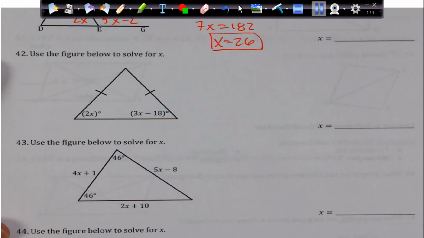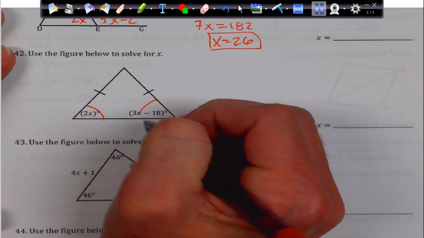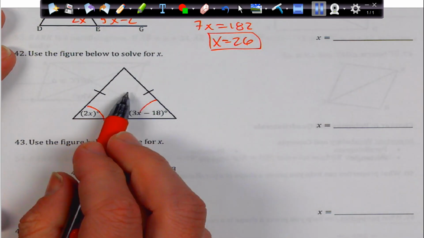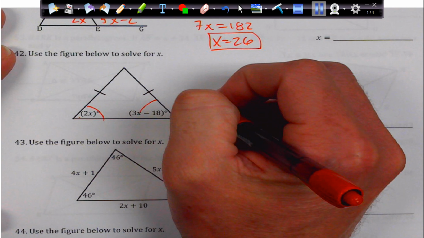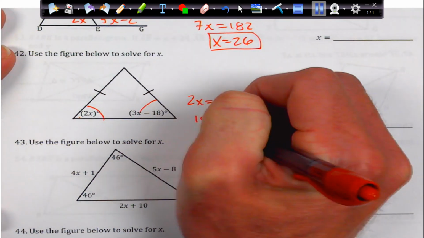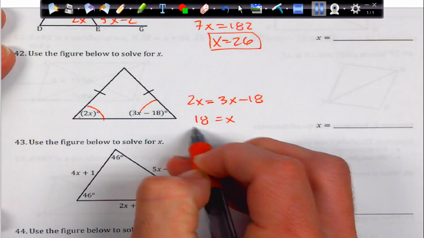Number 42, the figures below used to solve for x. This angle and this angle are congruent because these are congruent sides. These must be the congruent base angles, so we just set them equal to each other. I'm going to add the 18 over, subtract the 2x, x equals 18.